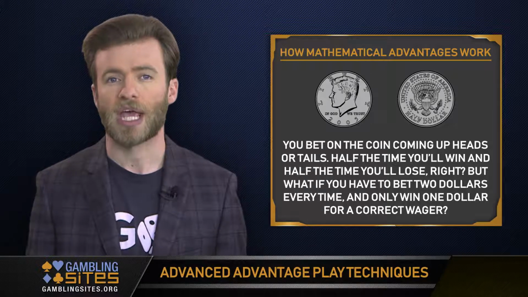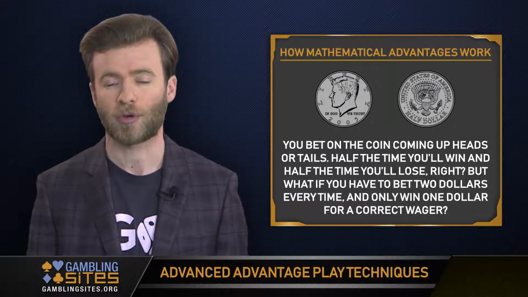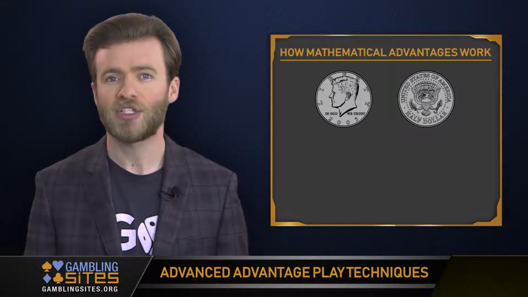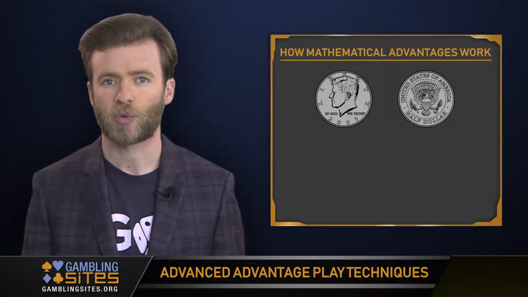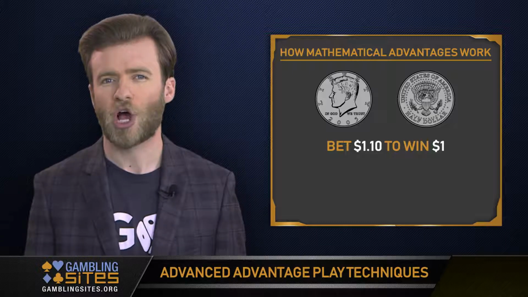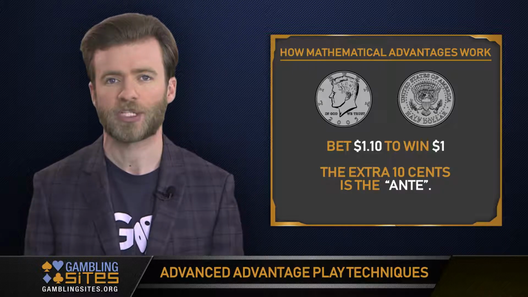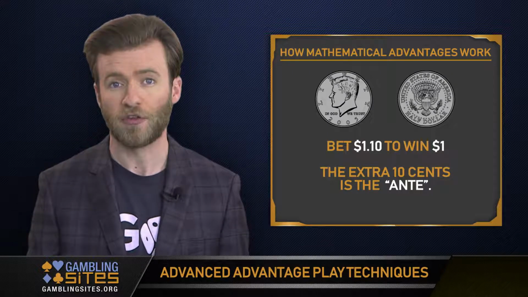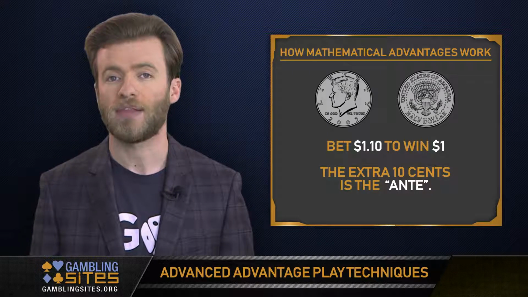Well, that's a clear example of how a casino gets an advantage over a player. It's an extreme example, but it helps illustrate the point. The casino is more likely to create a situation where you have to bet $1.10 to win $1. They could call that extra 10 cents an ante or something like that. Every casino bet works this way, and if you place enough of them, the math will always work in the casino's favor.